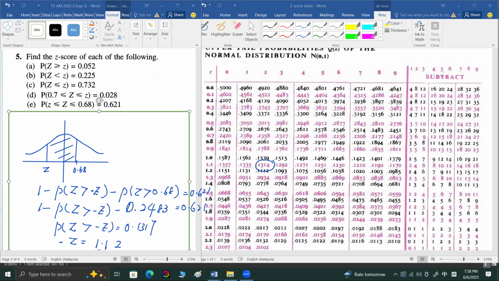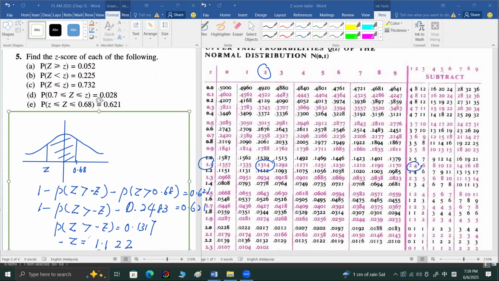0.1317. This is 0.1314. Okay, I need another 3. We don't have 3. You have 2 or 4 only, see? So you choose whichever is nearer. Maybe 2 or maybe 4 is accepted because 3 is near to 2 and also near to 4. So your answer is 1.1, 2, 1 or 2. It's okay. Now 1.121 or 1.122 also accepted. So 1.122, let's say.